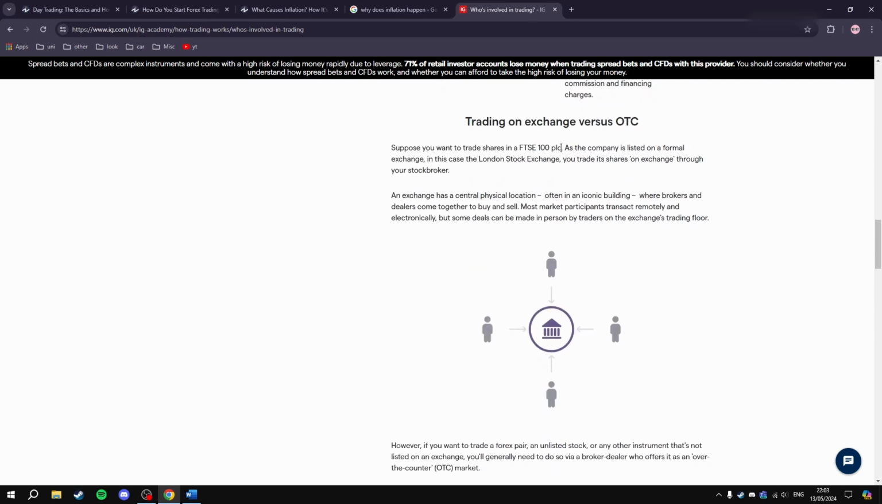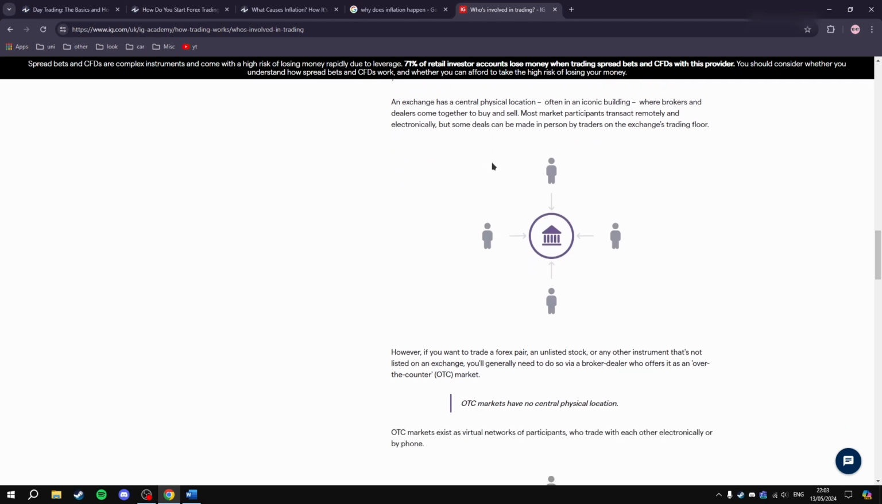Trading on exchange versus over the counter. Suppose you want to trade shares in a FTSE 100 PLC. As the company is listed on a formal exchange, in this case the London Stock Exchange, you trade its shares on exchange through your stockbroker. An exchange has a central physical location, often in an iconic building, where brokers and dealers come together to buy and sell.